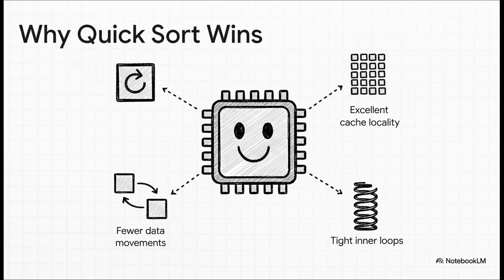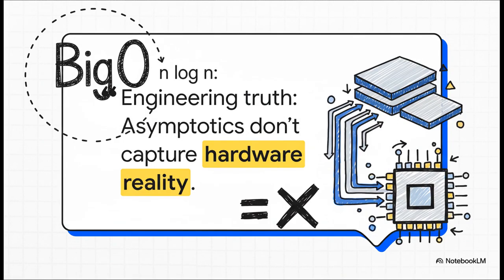Well, first, it sorts in place, remember? So it's not wasting time asking for more memory. It also has what we call excellent cache locality. That's a fancy way of saying the data it needs next is usually already nearby in memory, so the CPU can grab it super fast. Throw in fewer data swaps and really simple code loops, and you've got an algorithm that is just built for pure practical speed. And this really points to a deep truth in software engineering.